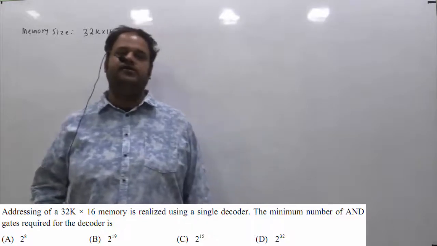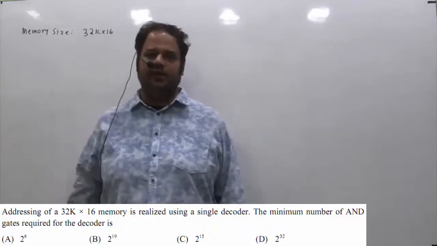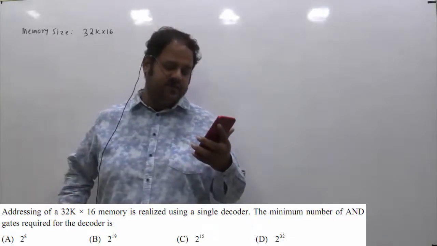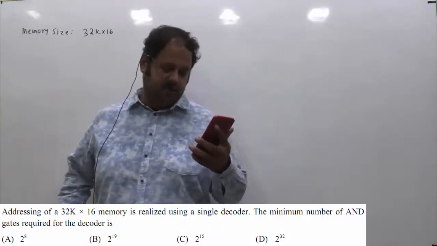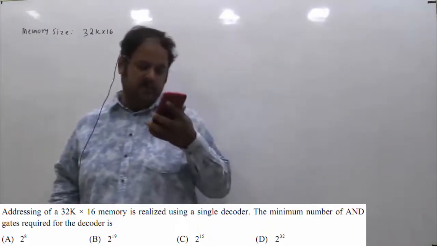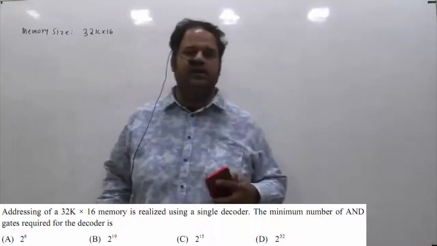This is from digital subjects and from memory related topic. The given question is, addressing a 32K cross 16 memory is realized using a single decoder. The minimum number of AND gates required for the decoder is, the options are 2 power 8, 2 power 32, 2 power 15 and 2 power 19.